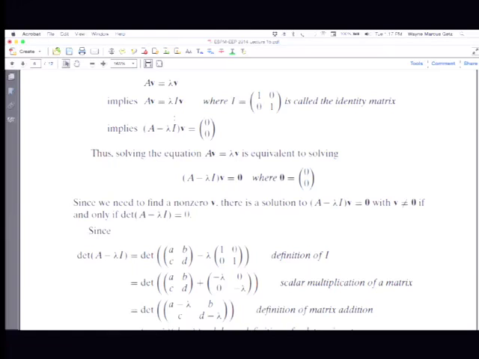And what this says is, can I find such a vector that if I take that vector and multiply it by A, it's the same as taking that vector and multiplying it by a number. Now, in general, if I take a vector, let's say I take the vector v equals 1, 1.